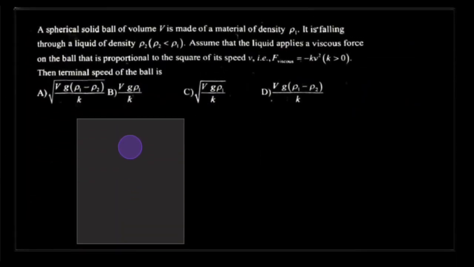So next one, a spherical solid ball of volume V is made up of material of density ρ1. It is falling through a liquid of density ρ2 and ρ2 is less than ρ1. Assume that the liquid applies a viscous force on the ball that is proportional to the square of speed, F viscous equals minus kv square, and that k is greater than 0. Then the terminal speed of the ball is.